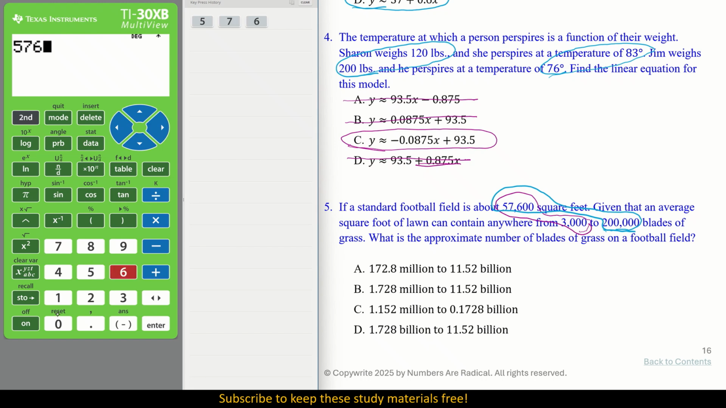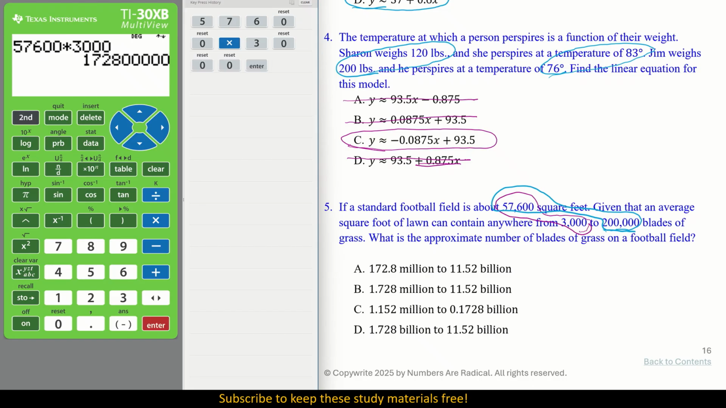57,600 times the 3,000. Now let's look at what we have. We've got, well, I'm going to say A maybe, B maybe, C maybe. But it's the difference between millions and billions. But just hang tight and let's not choose anything until we calculate the other value.